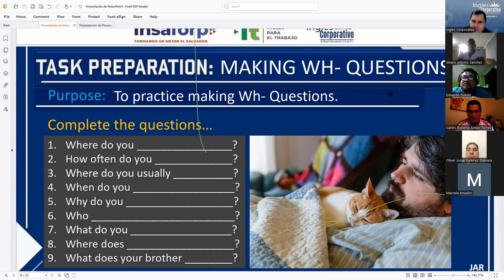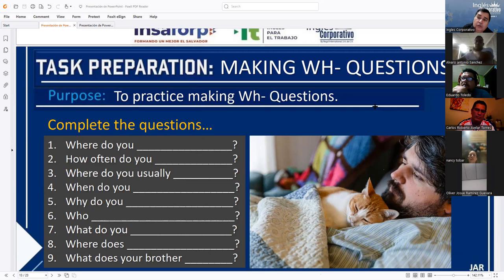Making WH questions. You have to work with a partner, okay? Make complete questions so that you practice. Where do you work? Where do you live? Where do you study? Where do you play soccer? Where do you buy candies? Where do you study English?